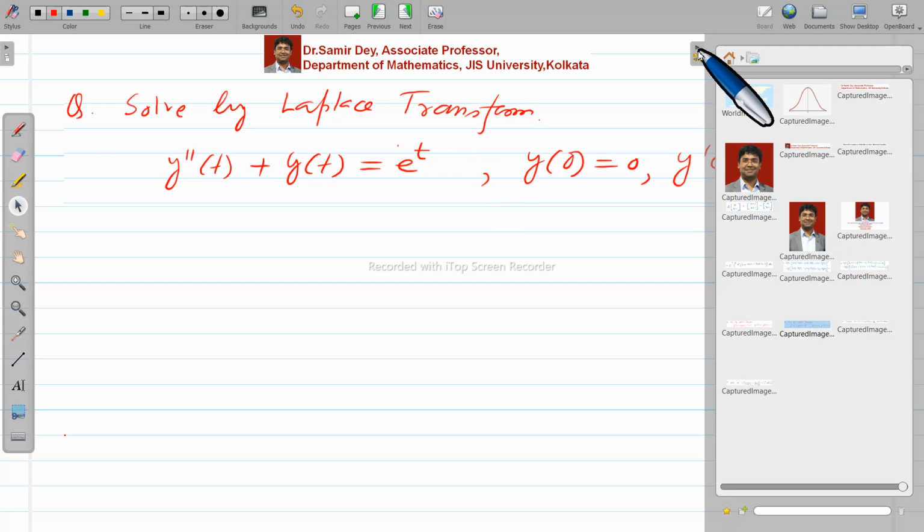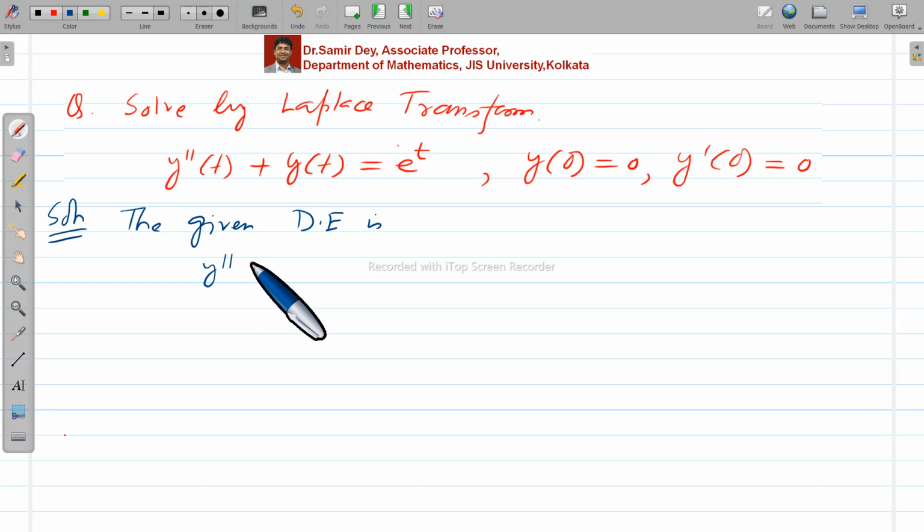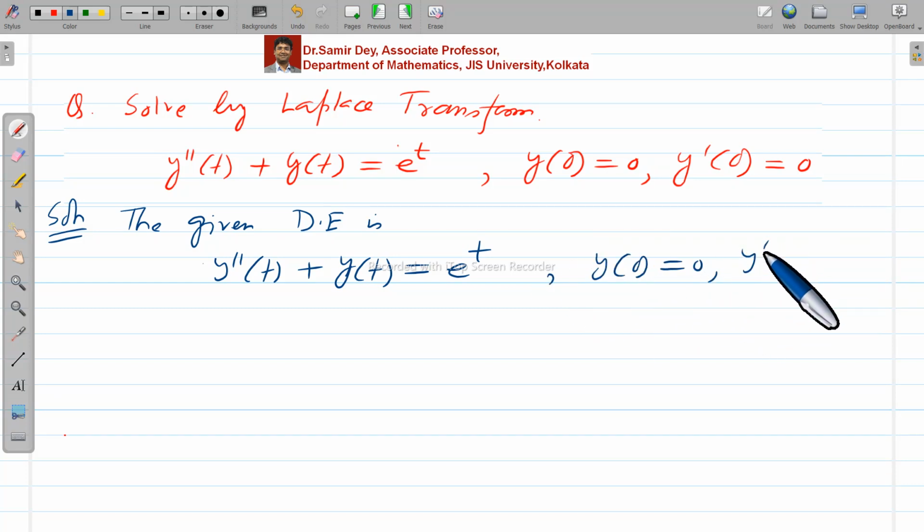So this is the second problem. Okay, now try to understand the solution. Same process. The given differential equation is y double dash t plus y t is equal to e to the power t, and from here you have y0 is equal to 0, y dash 0 is equal to 0. Okay, so suppose this is number 1.